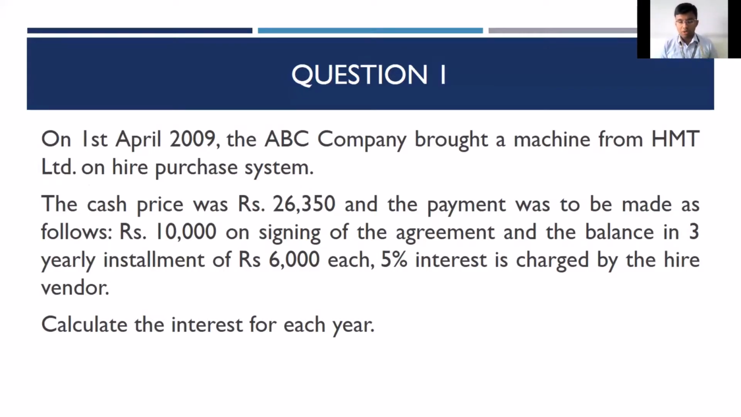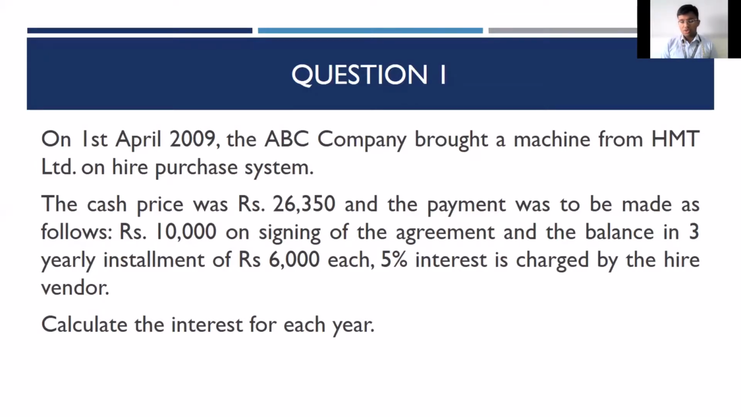So it is talking about a scenario where a company called ABC, the hire purchaser, has bought a machine from the hire vendor HMT. The price was 26,350. Now the payment is made like this. 10,000 was paid on signing the agreement. This 10,000 that you're paying at the time of signing the agreement is referred to as the down payment. And the balance in 3 yearly installments will be 6,000 each. So 3 into 6,000 makes it 18,000. So your total hire purchase price in this case would be 10,000 plus 18,000, which will make it 28,000.